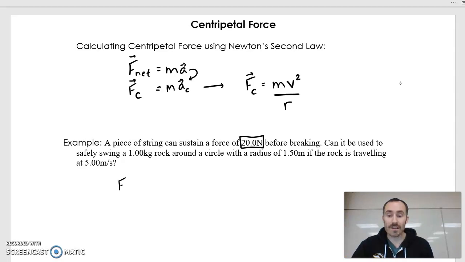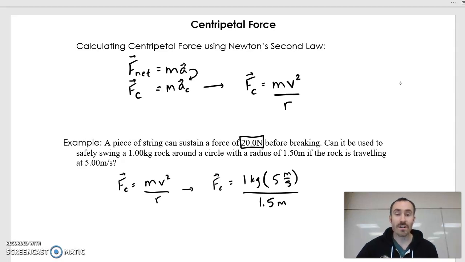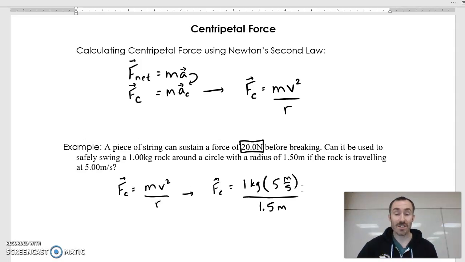Okay, so we're going to go like this. Centripetal force is equal to mass times v squared over r. And let's fill in some numbers here. So the mass is 1 kilogram. The speed is 5 meters per second. And the radius is 1.5 meters. Now, all of those units are exactly the units that we want in this equation, so we don't need to change any of that stuff. It's really just this straightforward.